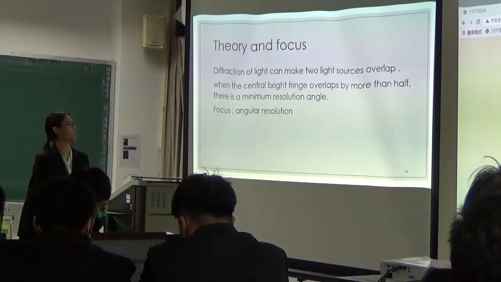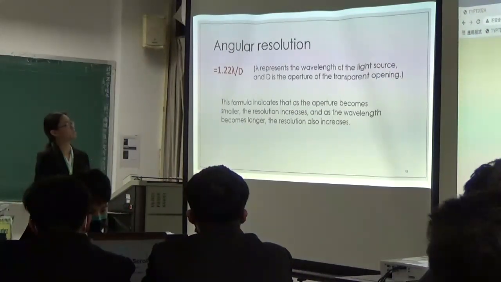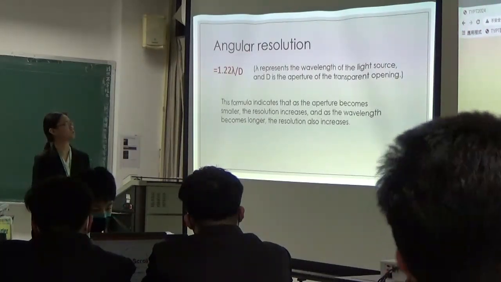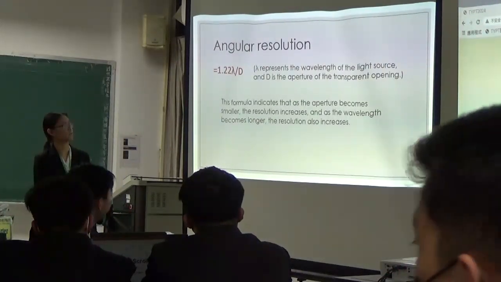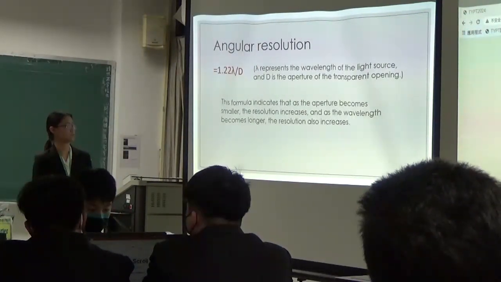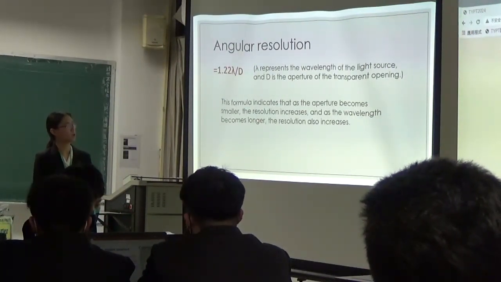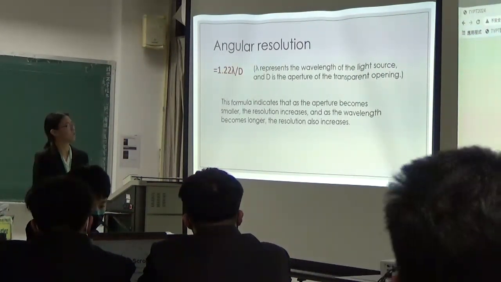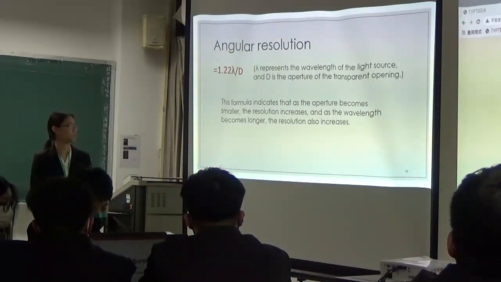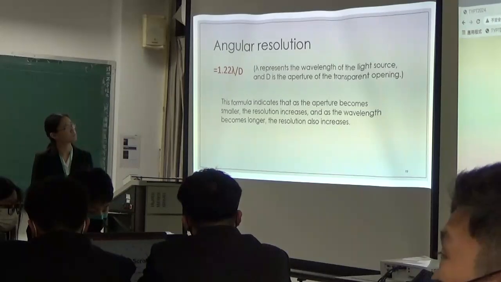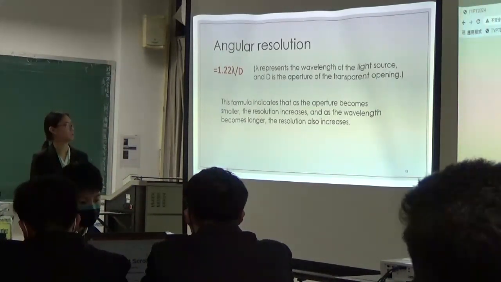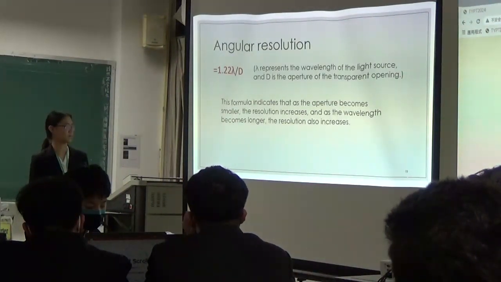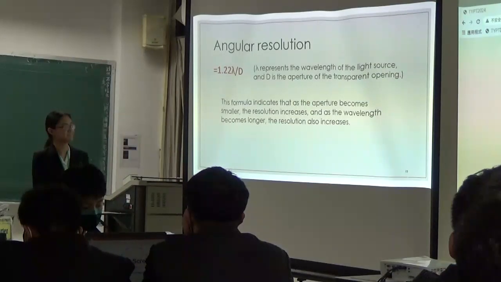And I focus on the angular resolution. And this is the formula of the angular resolution. Lambda represents the wavelength of the light source, and D is the aperture of the transparent opening. The formula indicates that as the aperture becomes smaller, the resolution increases, and as the wavelength becomes longer, the resolution also increases.